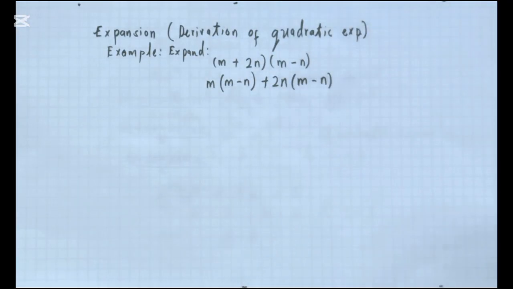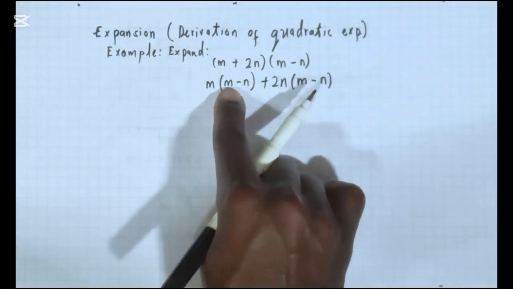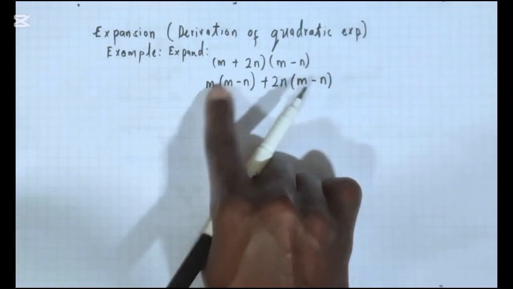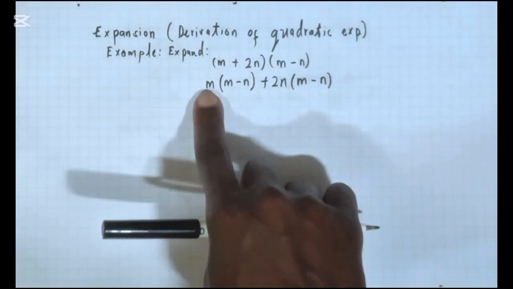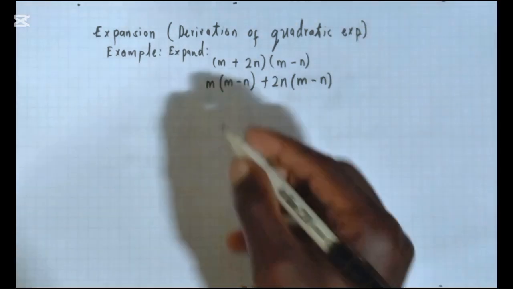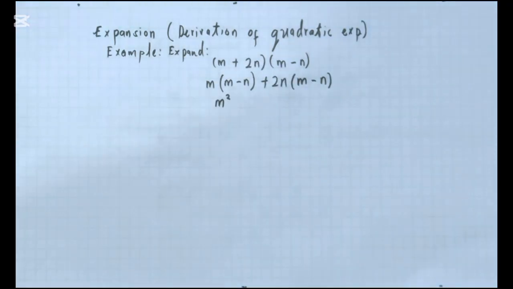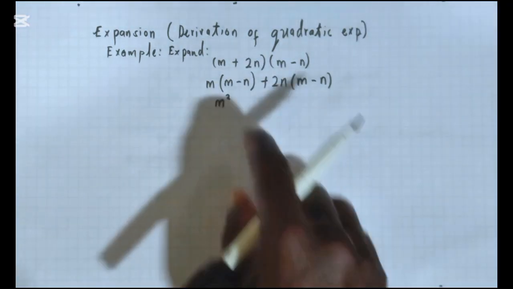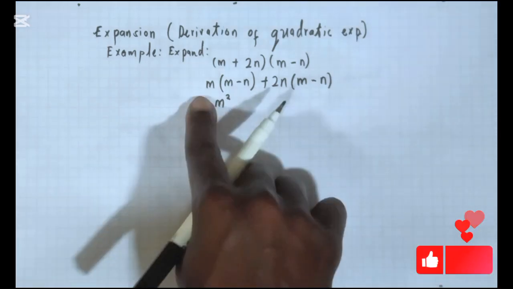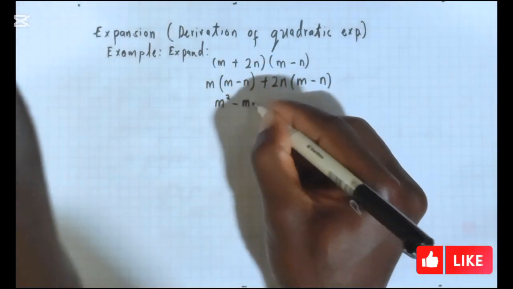Arranged in this format, it becomes easy to expand. So basically it will be m multiplying m. m multiplying m will give us m squared, because the powers of m will be added: m raised to 1 times m raised to 1, and 1 plus 1 gives us 2. So that's going to be m squared. And then m multiplying negative n, that's going to be minus mn.